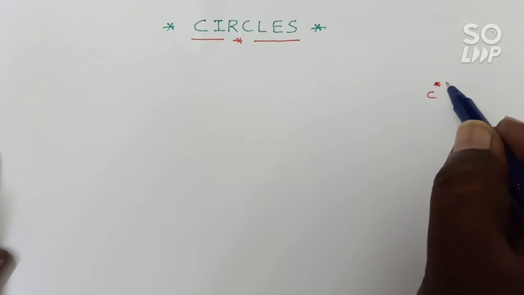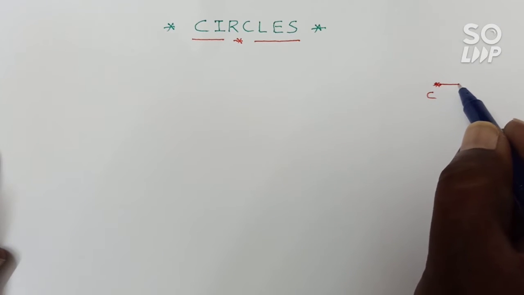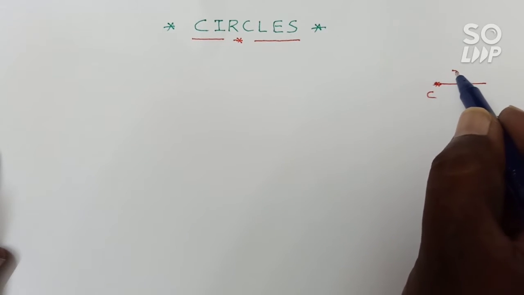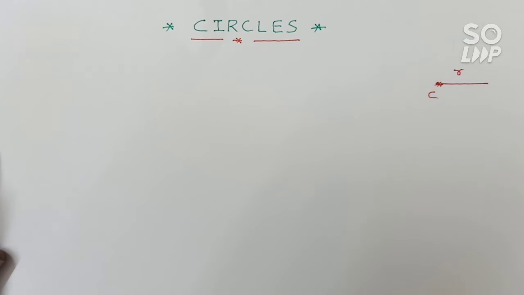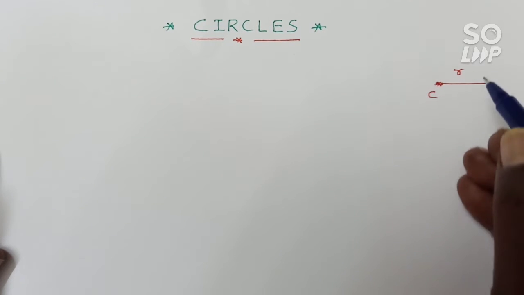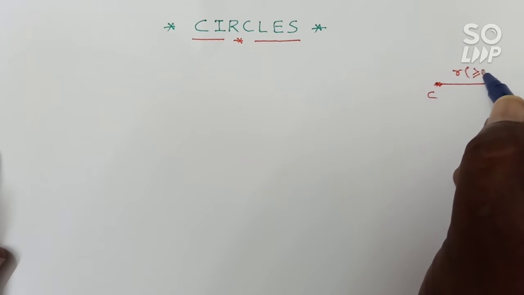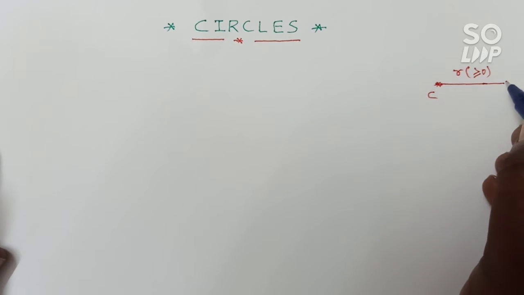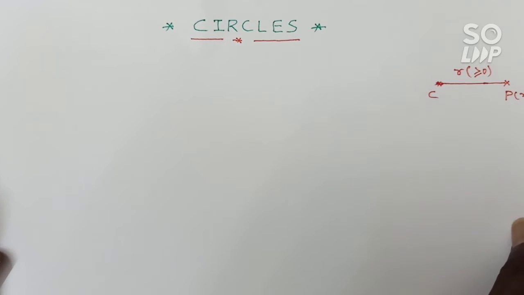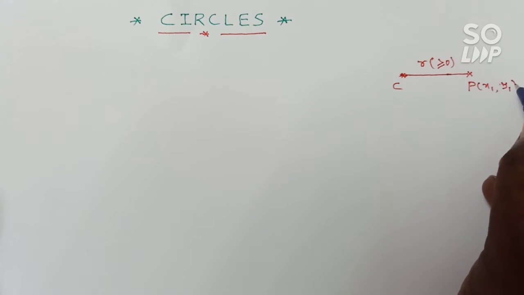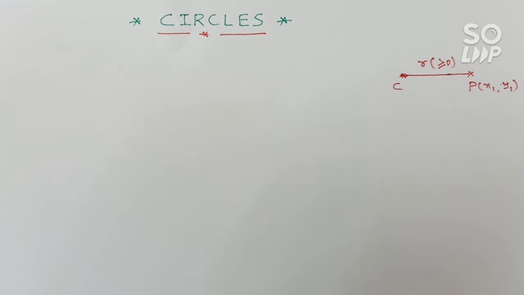Okay. And you take another point at a distance of small r units. You know distance is either positive or 0, so this one is greater than or equal to 0. Right? So you take another point. Let it be P equals x1 comma y1. Right?